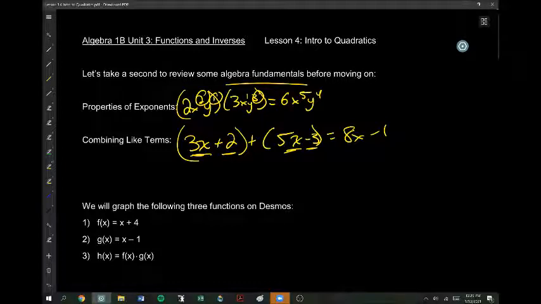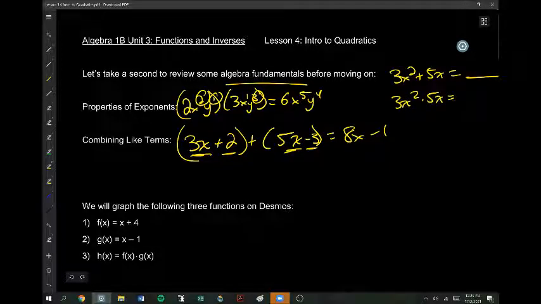You can multiply anything. So if I'm doing 3x squared plus 5x, those are not like terms. I can't simplify any further. But if I have 3x squared times 5x, I don't need like terms when I'm multiplying. This becomes 15x to the third.